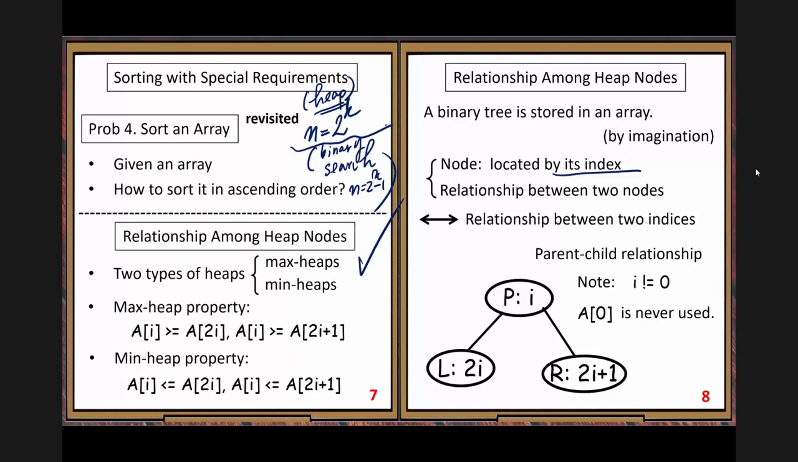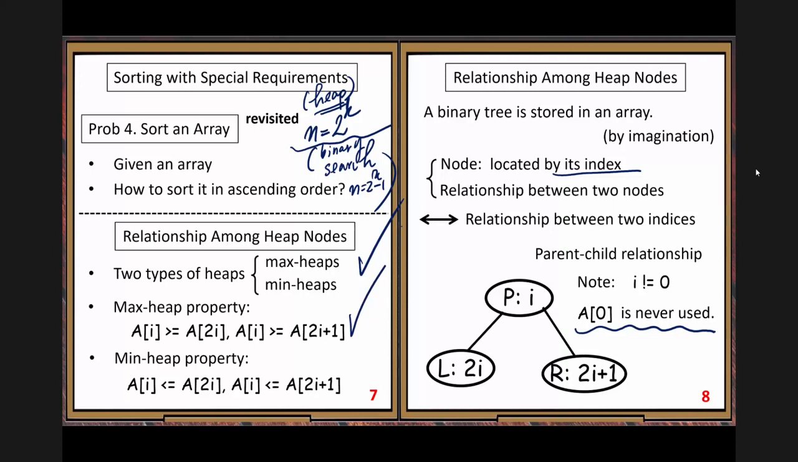You said first node. A of 0. Remember this one? A of 0 is never used. The reason is that the parent-child relationship cannot be separated, the i and the 2i would be the same one. So we do not allow that to happen. And another thing, the max heap property.